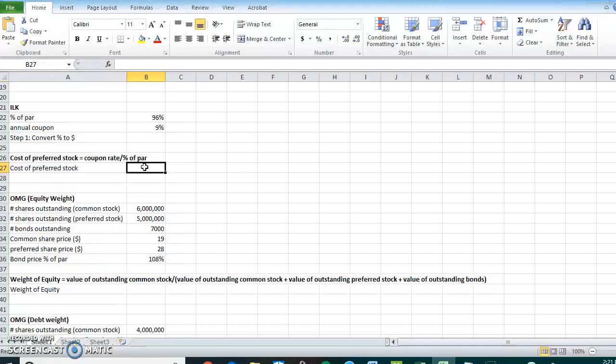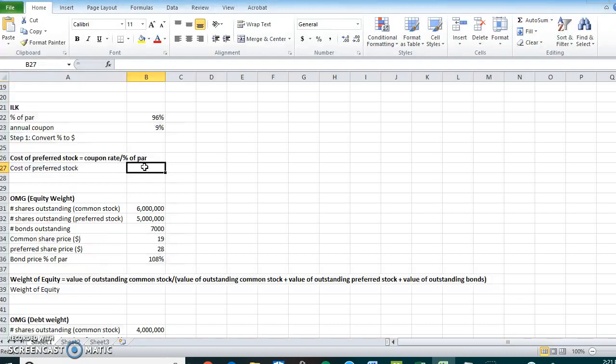96% of 1,000 is 960, and 9% of 1,000 is 90. But 96% of 100 is 96, and 9% of 100 is 9. So all we're doing is just changing the zeros, and we're looking for a percentage. So it's not that big of a leap.